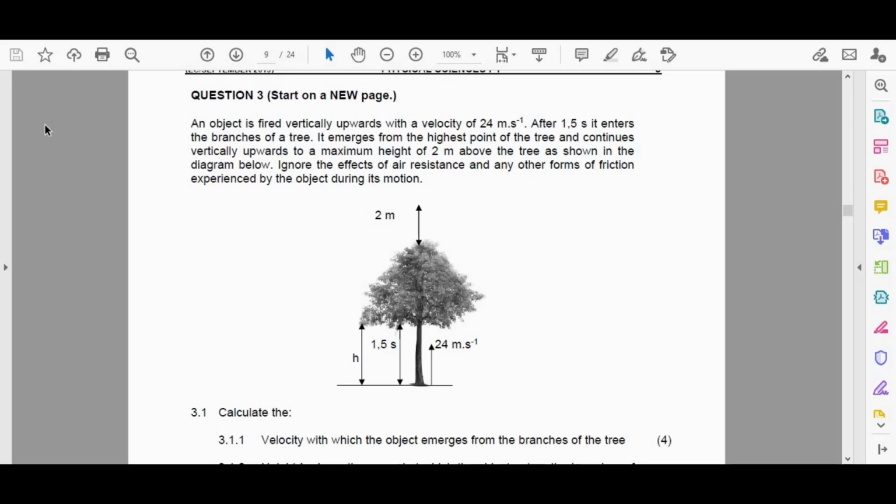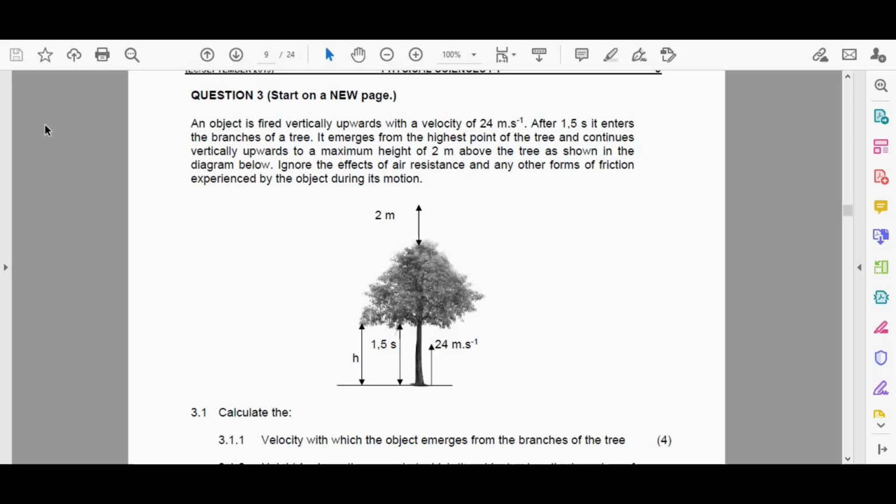An object is fired vertically upwards with a velocity of 24 meters per second. After 1.5 seconds, it enters the branches of a tree. It emerges from the highest point of the tree and continues vertically upwards to a maximum height of 2 meters above the trees as shown in the diagram below. Ignore the effects of air resistance and other forms of friction experienced by the object during its motion.